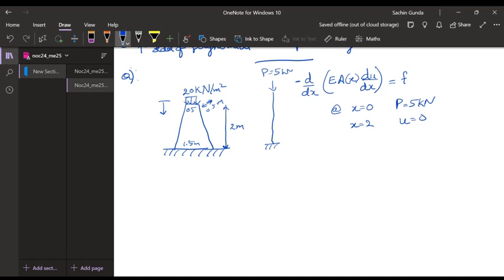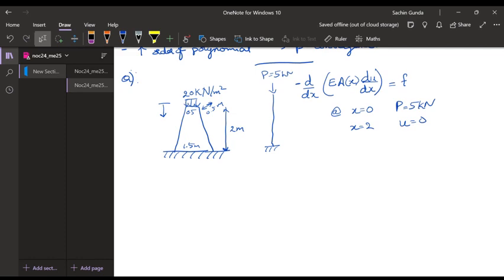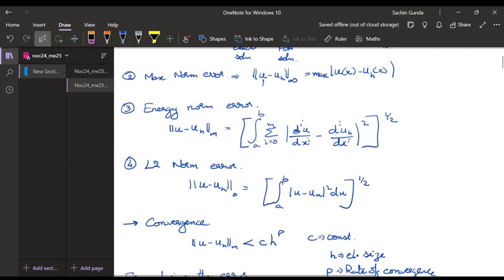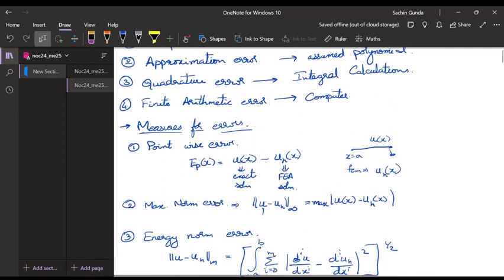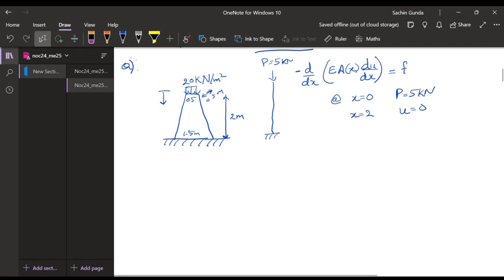This is the problem. First we will find out the analytical solution, because in order to find the error you need to know the exact solution. Let us find out the analytical solution for this problem, then we will look at what we found in the FEM solution. So analytically, how will you solve the analytical solution?